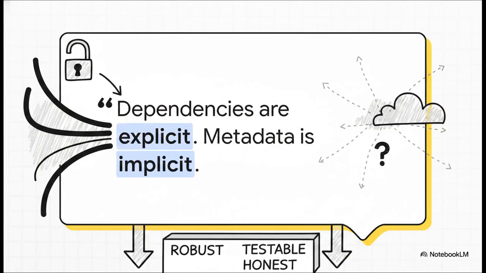It all just boils down to this one simple idea. Dependencies are explicit. Metadata is implicit. If you can burn that into your brain, your Go code is going to be so much more robust, so much easier to test, and just honest.